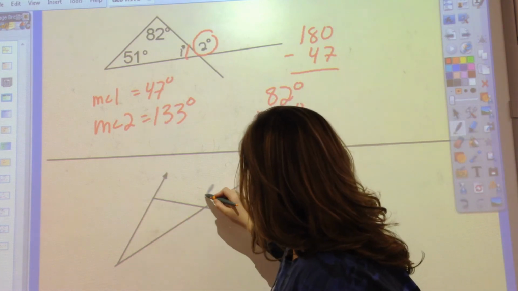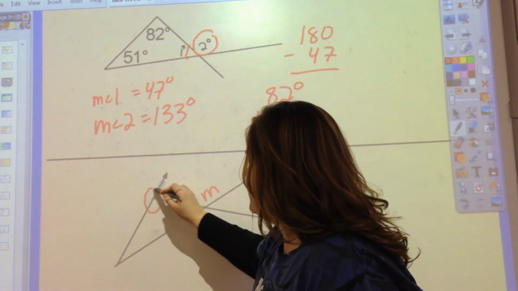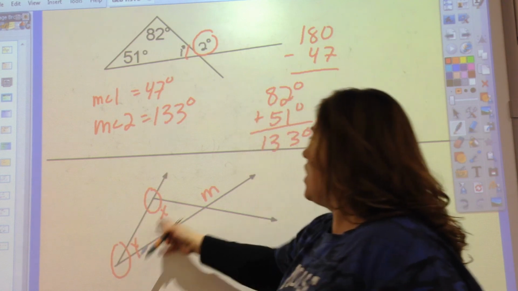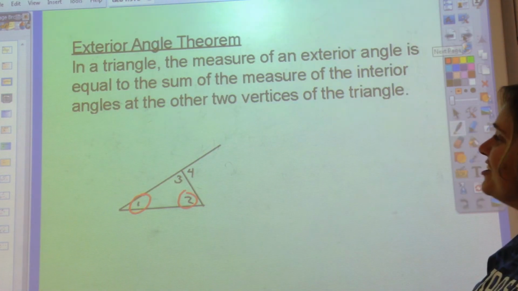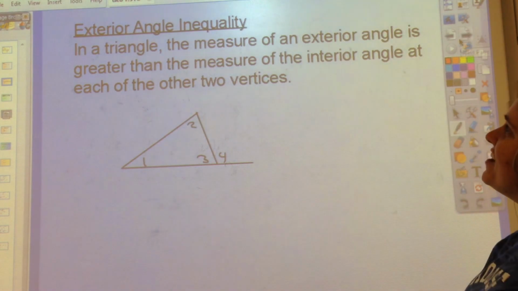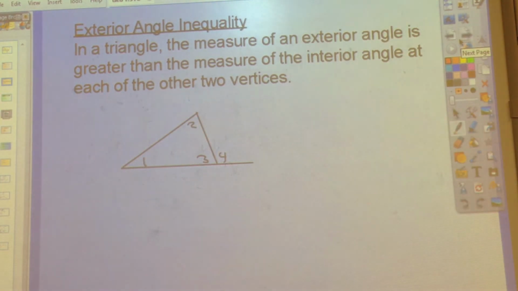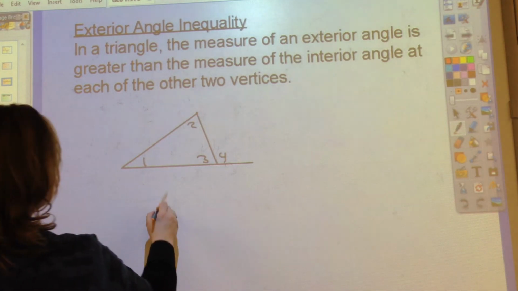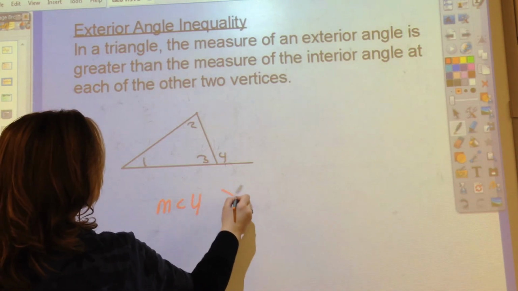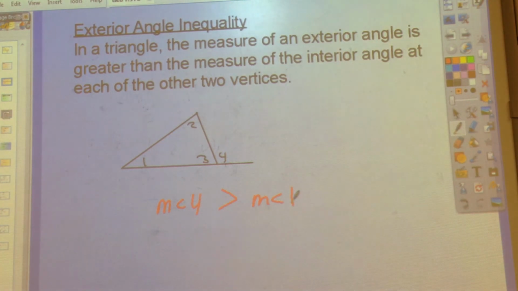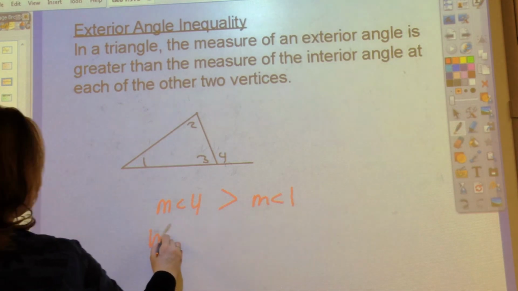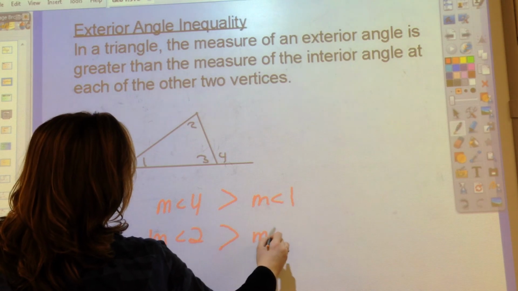For this one right here, if this is my exterior angle M, I would have to add angle X and angle Y together to find the measure of angle M. Does that make sense? All right. We already did this one. For the exterior angle inequality, in a triangle, the measure of the exterior angle has to be greater than each of the other 2 angles of the vertices. So that just means that the measure of angle 4 has to be greater than the measure of angle 1. And the measure of angle 4 has to be greater than the measure of angle 2.